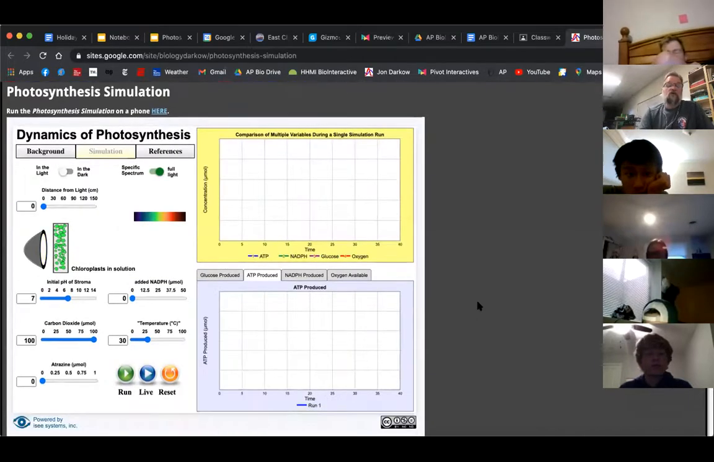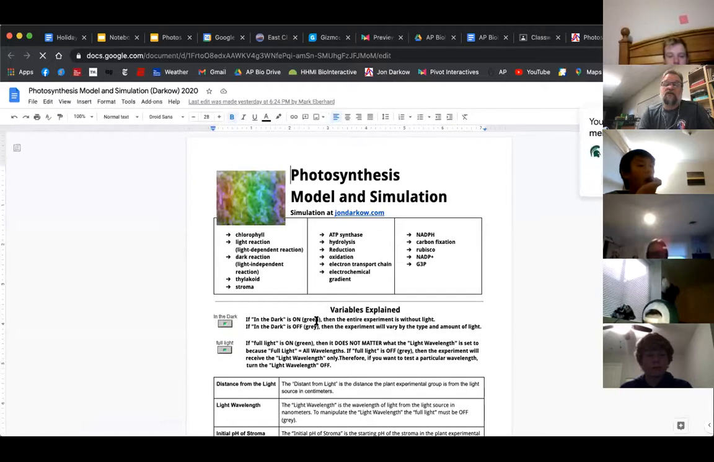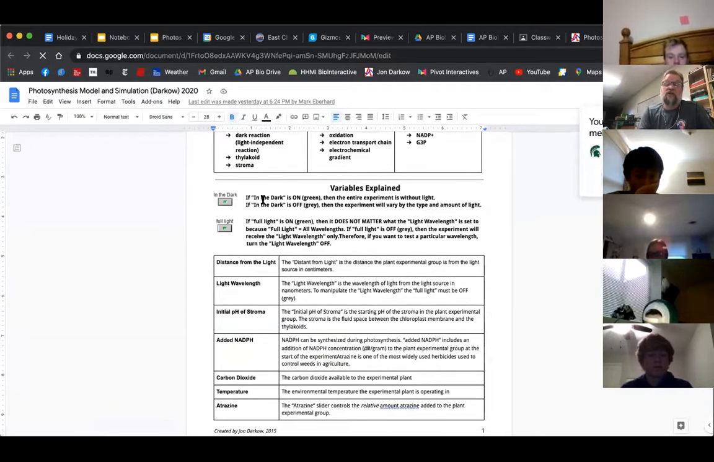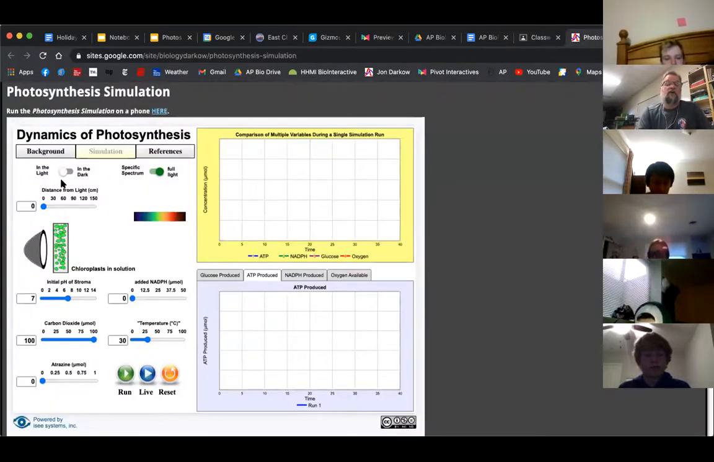There are a number of controls on the simulation. Those controls are discussed on the first page. It tells you what the different controls do. So make sure you are familiar with the controls so that you know what you can alter. There's quite a few things we can alter. We can alter the presence of light, the spectrum of light, and the distance from the light. So there are several factors about light we can change.